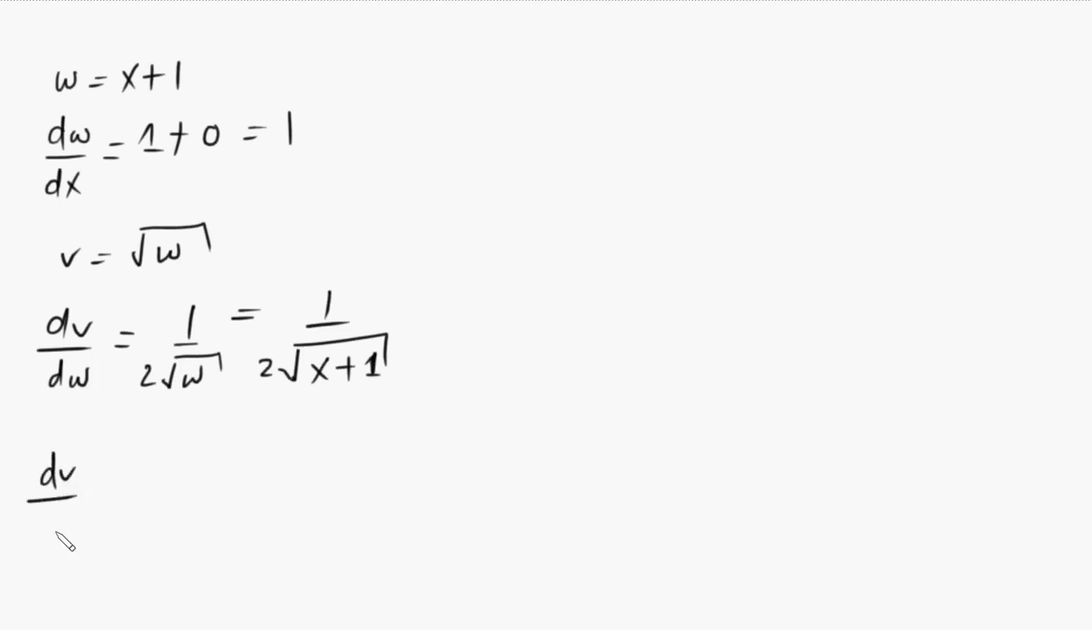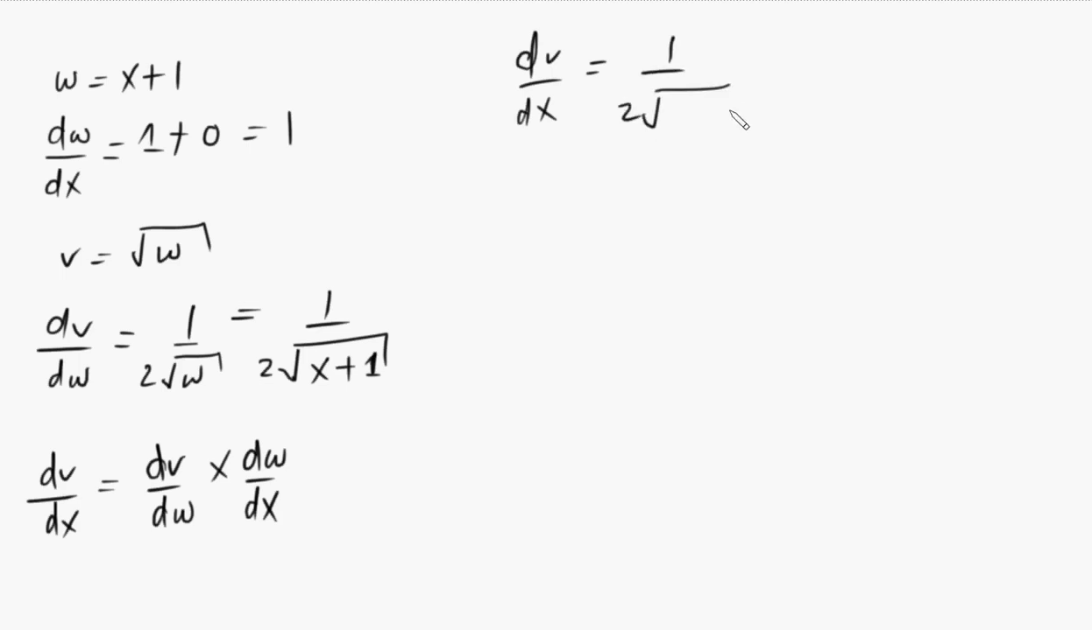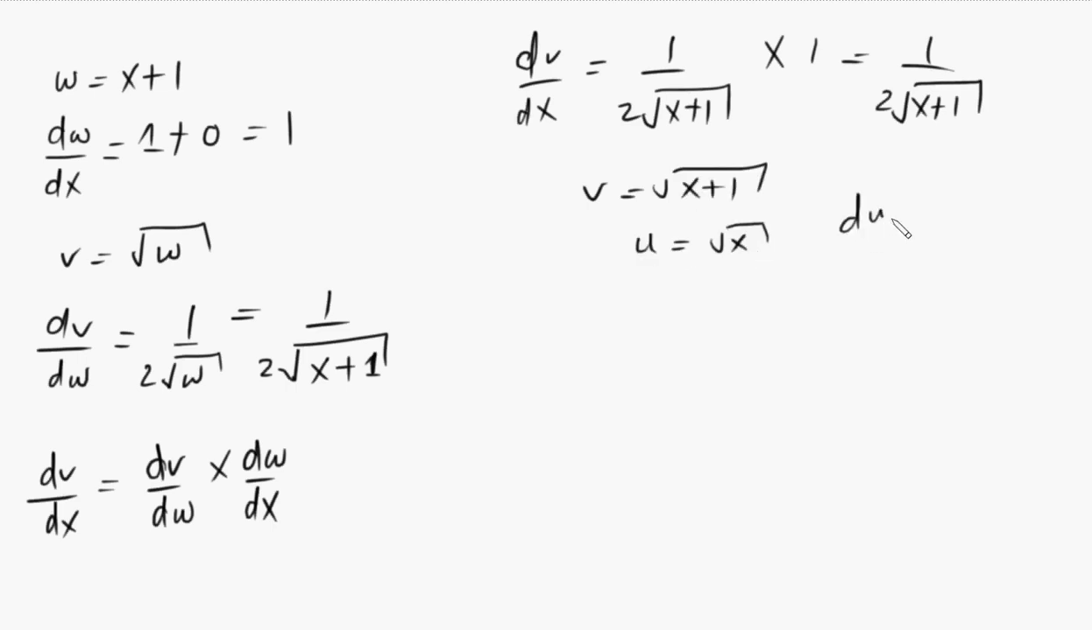So my dv/dx is just going to be equal to dv/dw times dw/dx by using the chain rule. Let me write it again. dv/dx is dv/dw, which is 1 over 2 times the square root of x plus 1, times my dw/dx, which is that 1. So my dv/dx is just 1 over 2 times the square root of x plus 1. Remember my v was the square root of x plus 1, my u was the square root of x, and my du/dx was 1 over 2 times the square root of x.